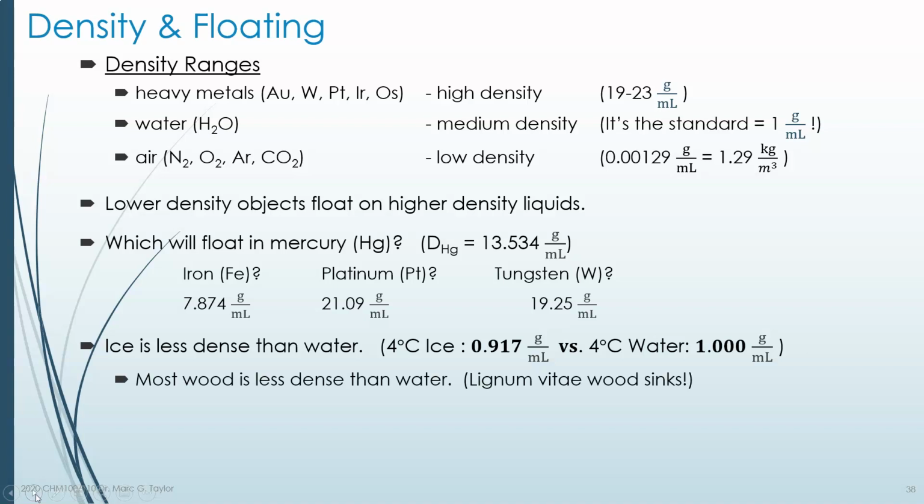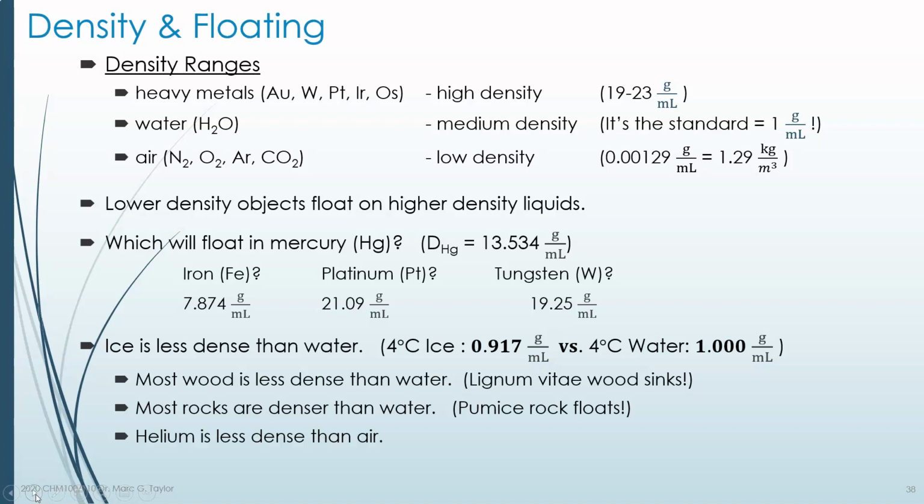Most wood is less dense than water, so most wood floats. Lignum vitae is a wood that's so dense its density is greater than 1, and therefore it actually sinks in water, but that's rare. Most rocks, as you obviously know, are denser than water and will sink. However, there are a couple rocks, including pumice stone, which you may have heard of for scrubbing your hands with in things like lava soap. Pumice stone is filled with air pockets, and as a result, the overall density of pumice is actually slightly less than water, and therefore pumice stone will actually float. But again, that's very rare.